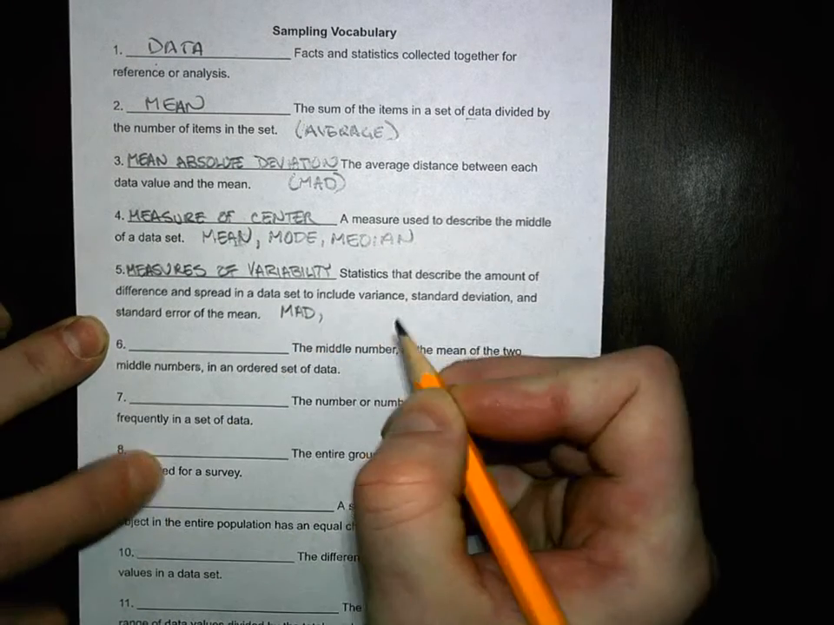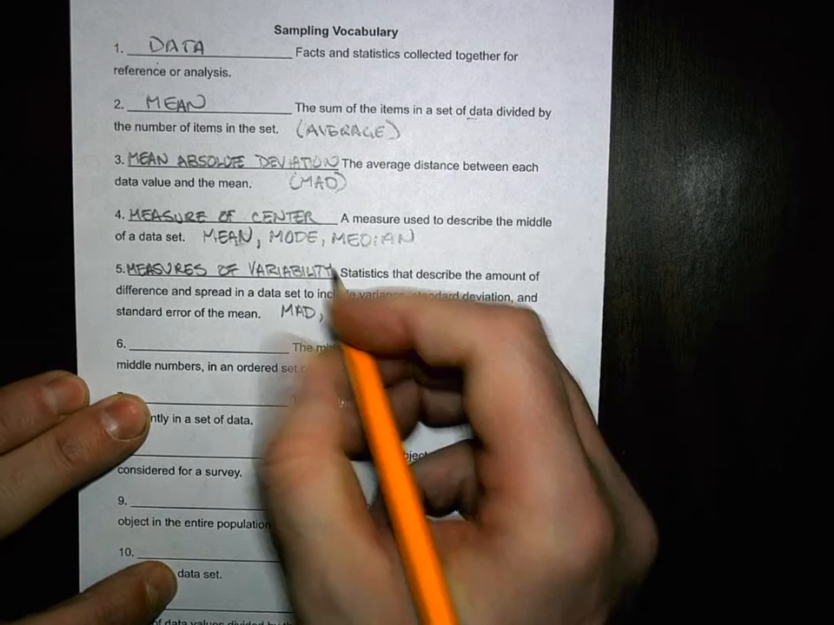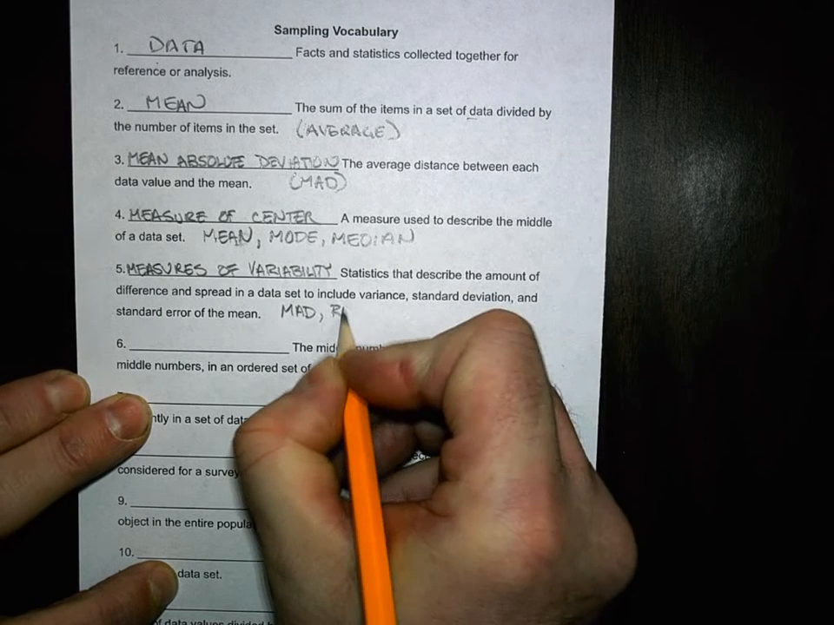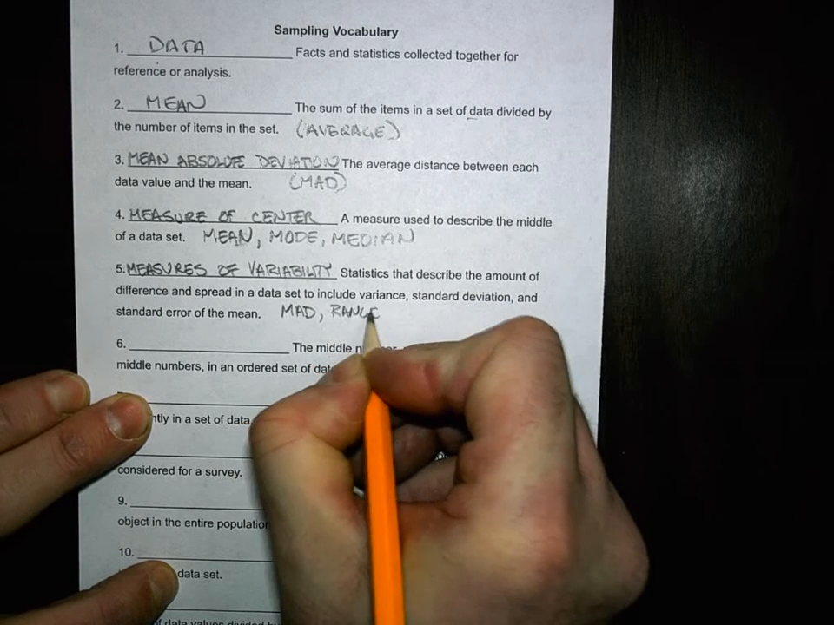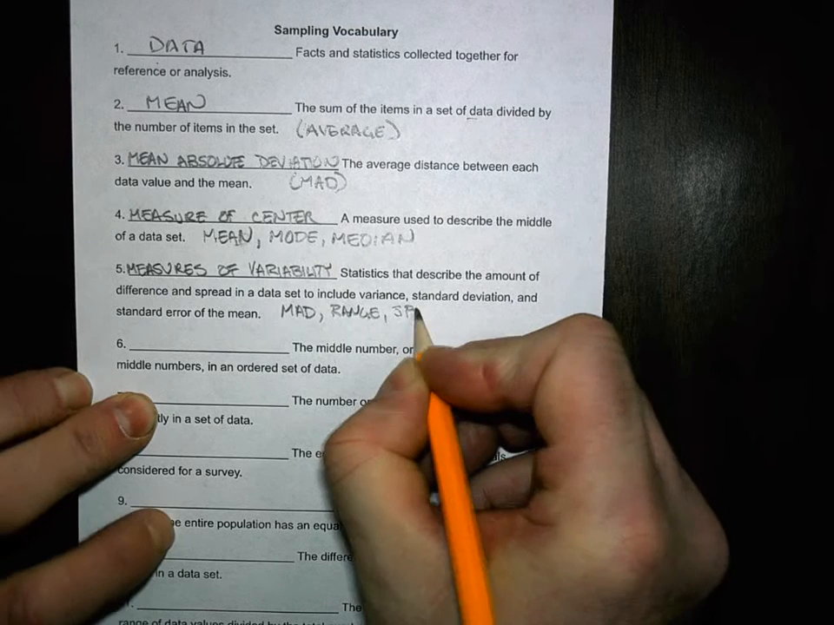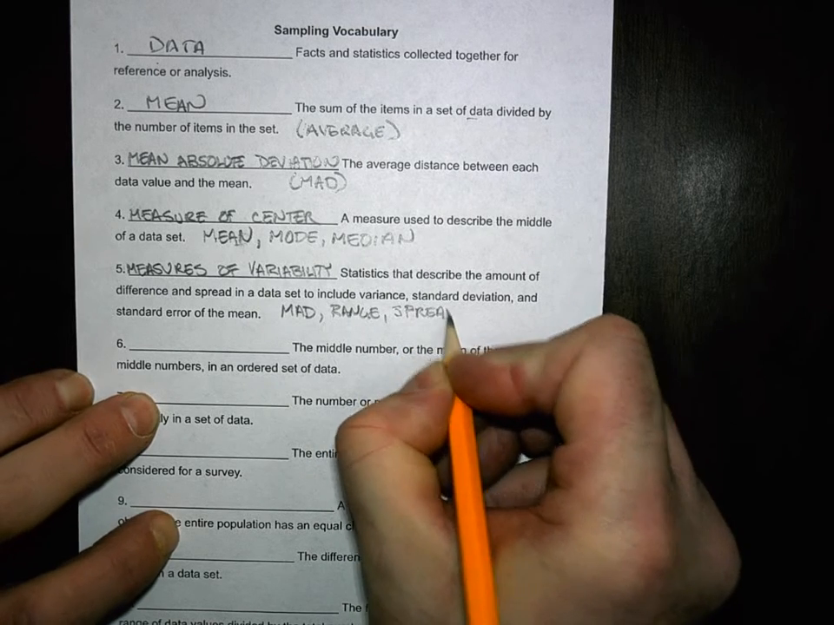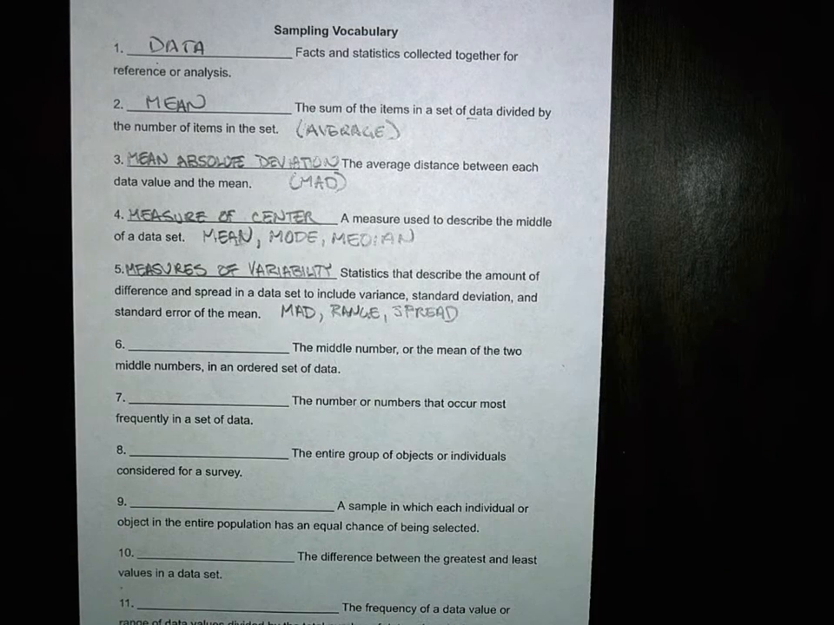There's a couple others that you guys know: range and spread. These are pretty common measures of variability. They tell us how much different it is. What does range tell us? Range shows how far. So what is the range of our numbers up here?